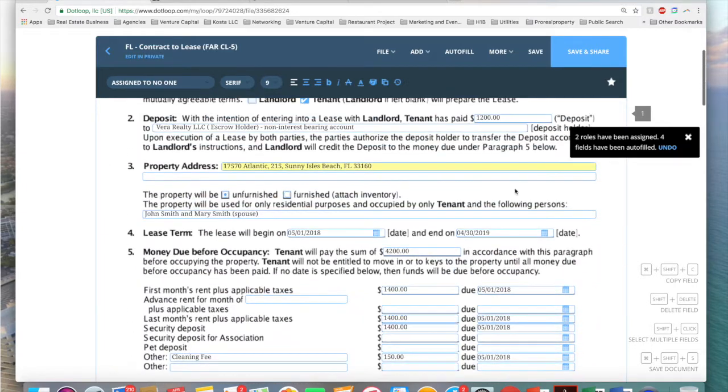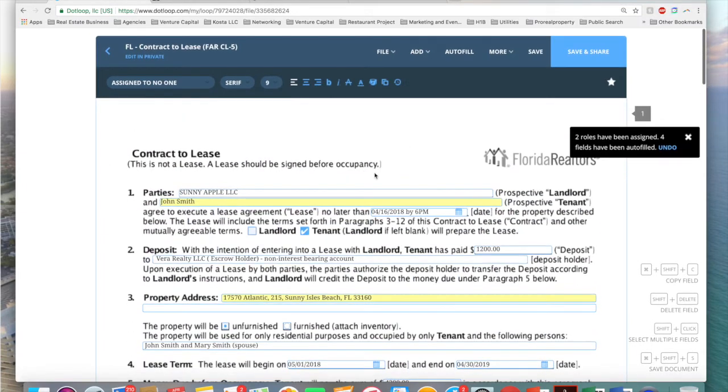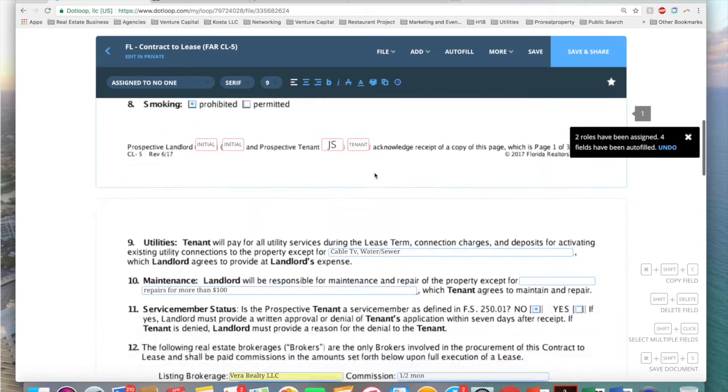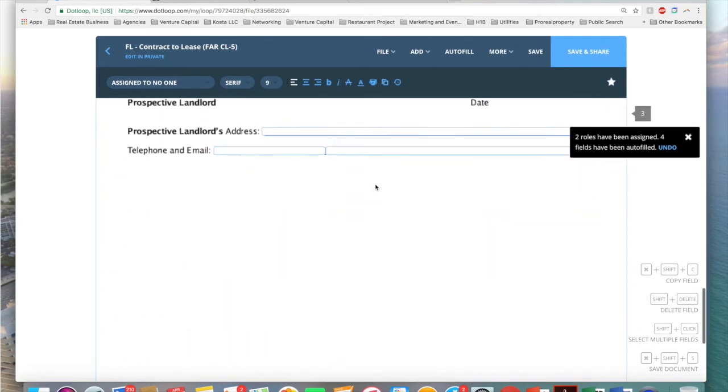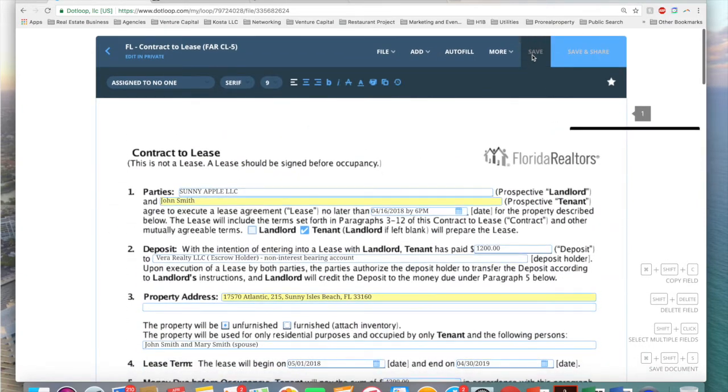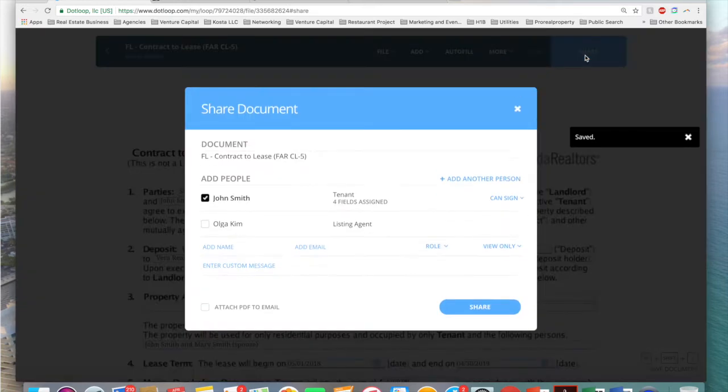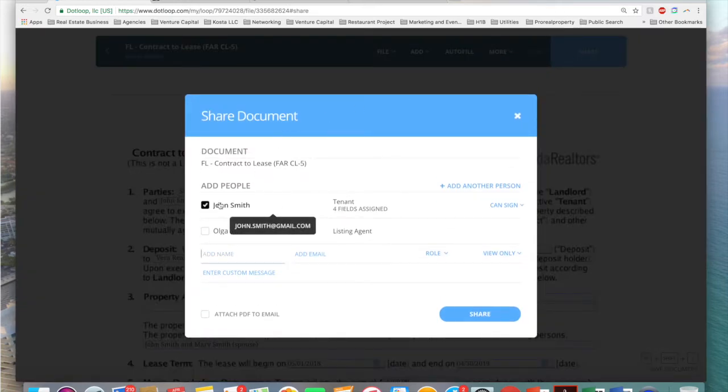So when you're ready and you look through your contract to lease, make sure you have everything in place, everything as you discussed with the tenant. In our case, it's John. Click Save. And then we click Share, first with John. We also want to attach it as a PDF and send a note.